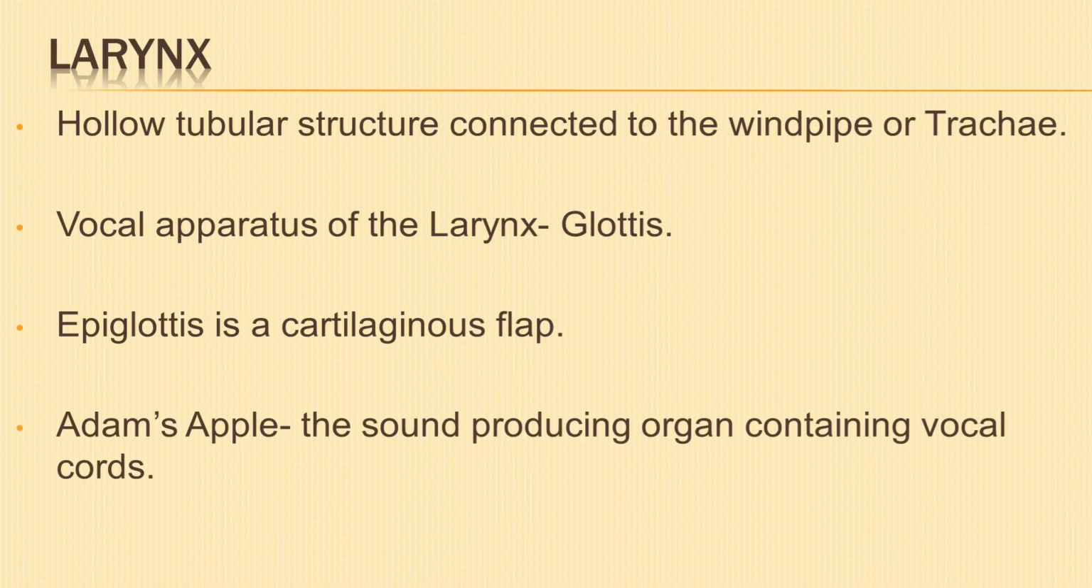Larynx is covered by a broad C-shaped thyroid cartilage. Thyroid cartilage can be felt from outside as Adam's apple. Adam's apple is the sound producing organ which contains vocal cords. It is lined with mucous membrane and covered with ciliated epithelium.